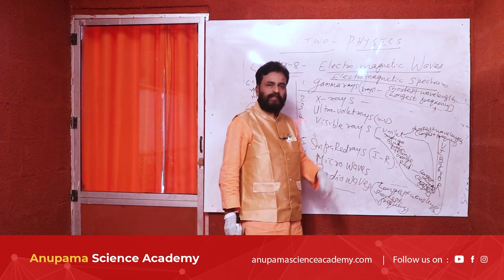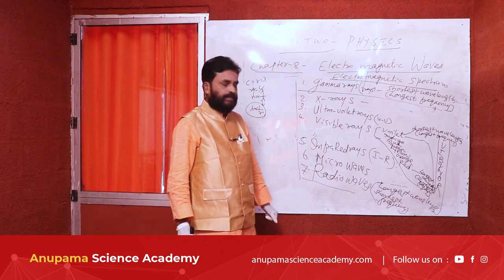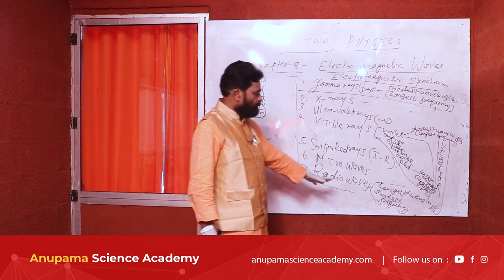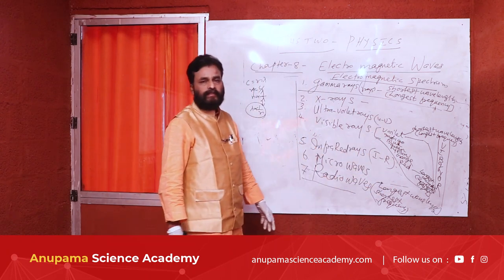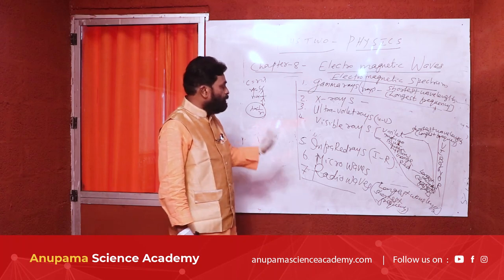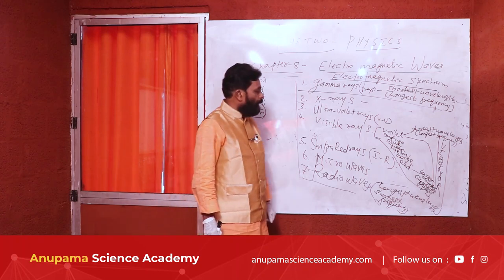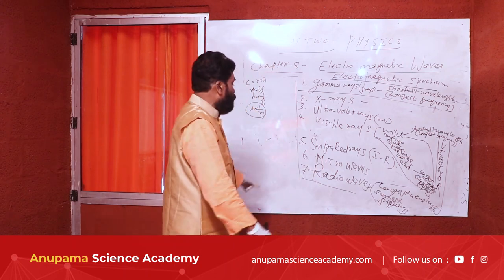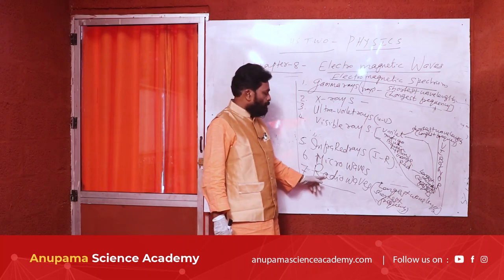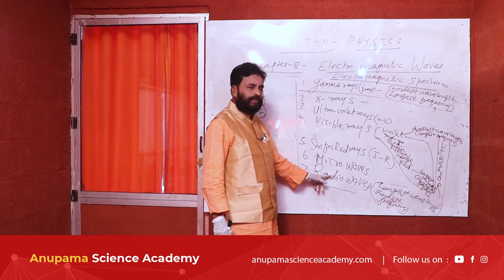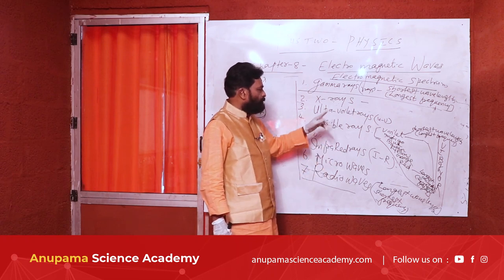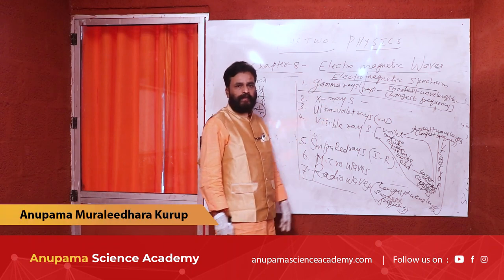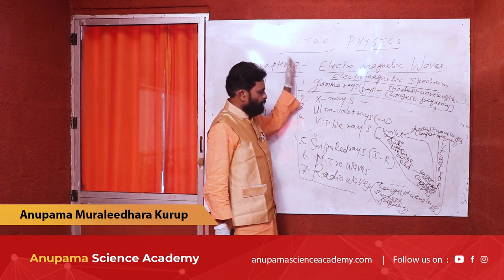Radios, longest wavelength, so shortest frequency. That is this radiation, radio waves, shortest frequency, longest wavelength. Write down all the members of the electromagnetic spectrum in the descending order of wavelength. Then you write first radios, that's the longest wavelength, then micros, then infrared rays, then visible rays, then ultraviolet rays, then X-rays, then gamma rays. Descending order of wavelength.